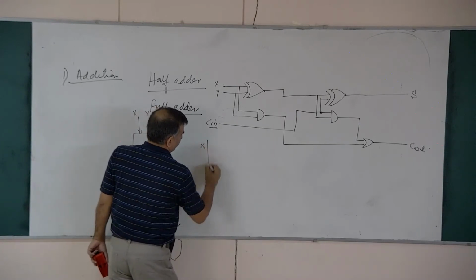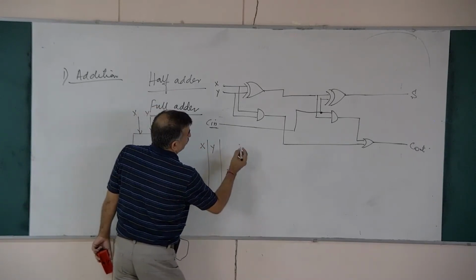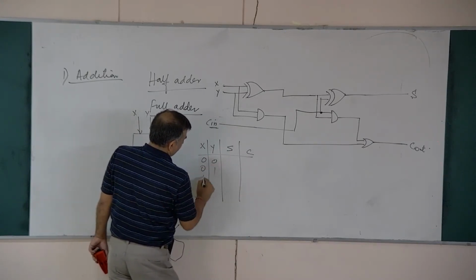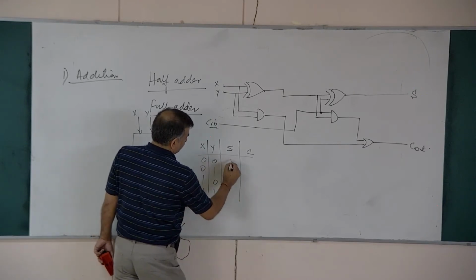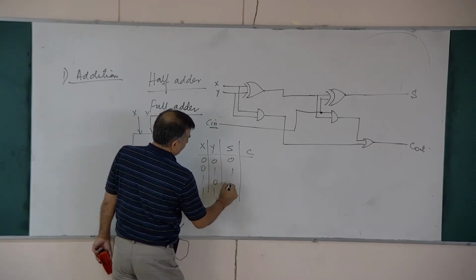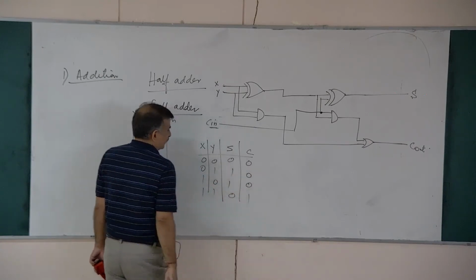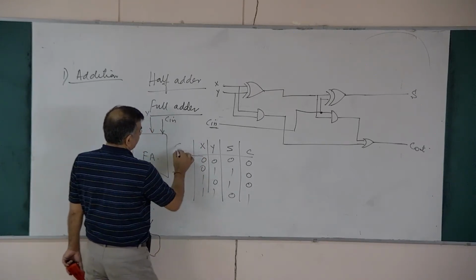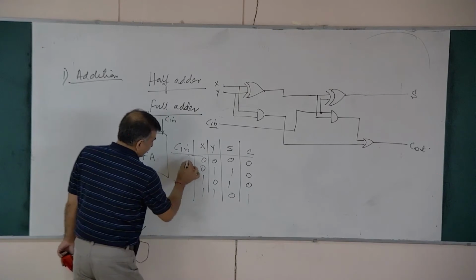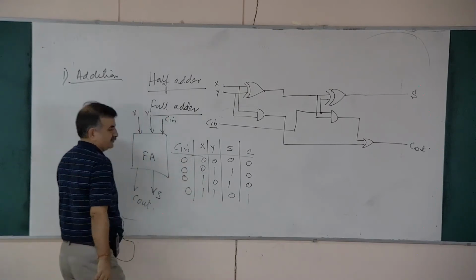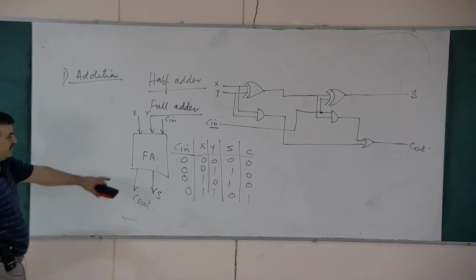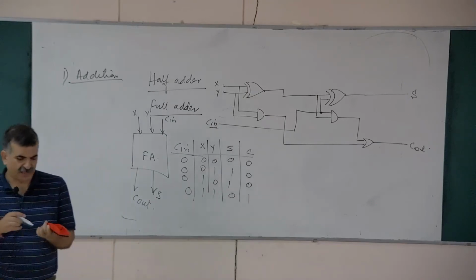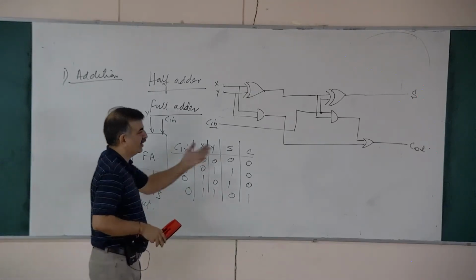For example, I have two inputs X and Y, then this sum and carry. My half adder system was like this: 0 1 1 0 1 1, and then sum is 0 0 1 1, carry 0 0 0 and 1. This was about the half adder. Now if I am taking into account one more input, that is Cin, let me take Cin as 0 for this combination. If I take Cin as 0 0 0, it will not affect, it will behave as the half adder. The output will be the half adder output only.